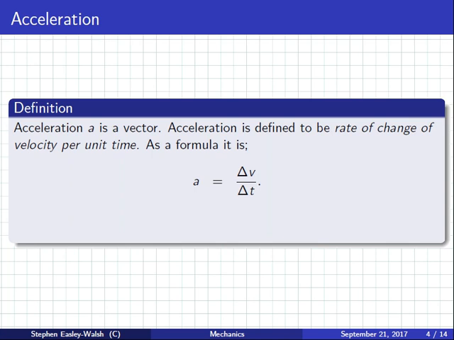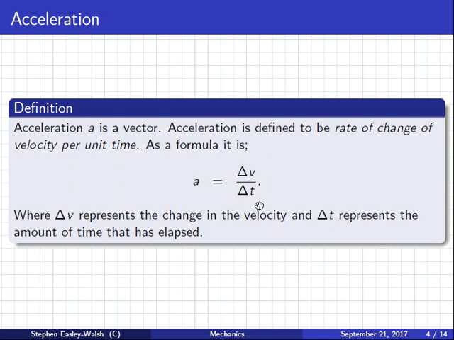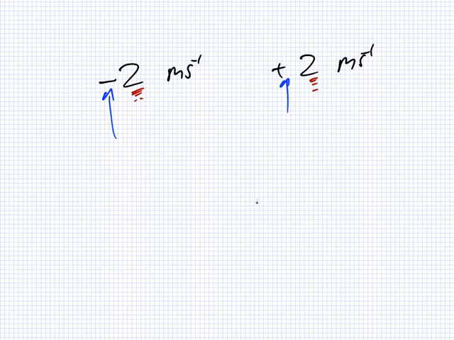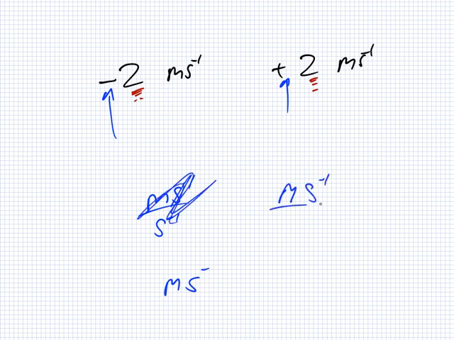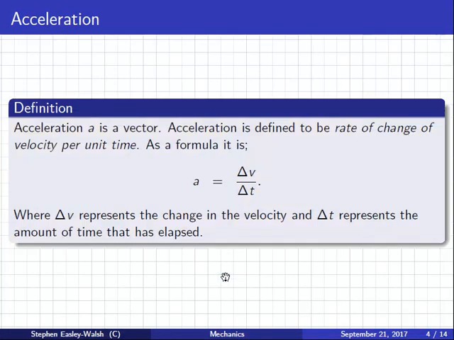Okay. Let's see now. Where delta v is the change in velocity and delta t is the time. By the way, what's the units for acceleration? I didn't write them down, but what's the units here? Yeah, you have meters per second over per second, so it's... No, sorry. Meters per second over seconds. So that's meters per second squared then. Okay.